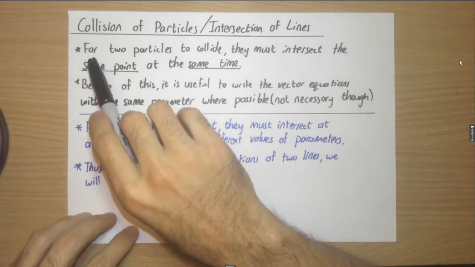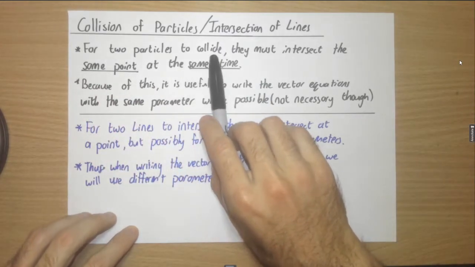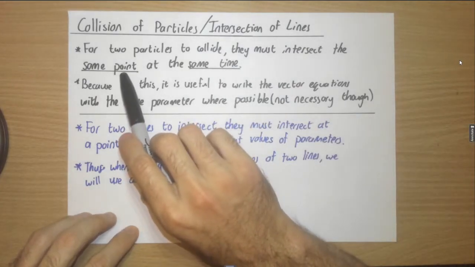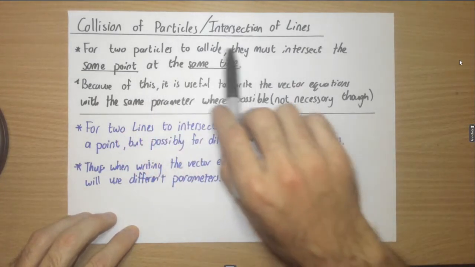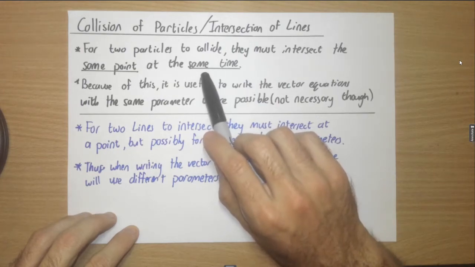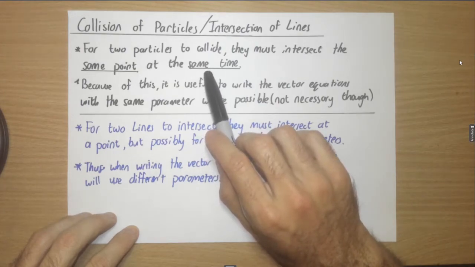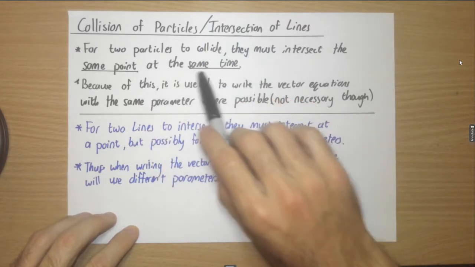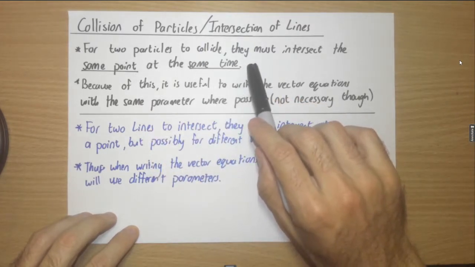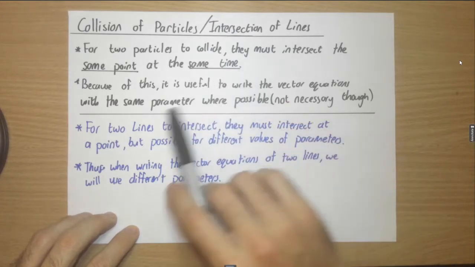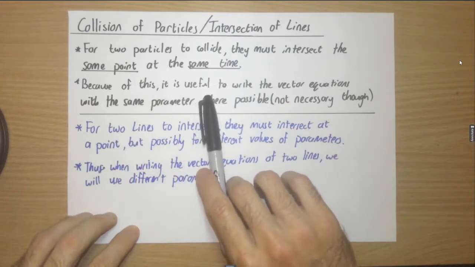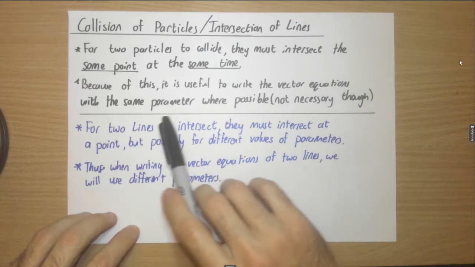So the main difference is for two particles to collide, they must intersect at the same point, obviously, but the extra condition is that they must pass that point at the same time. Otherwise, they won't collide with each other. They'll pass the same point, but if they don't pass at the same time as well, they won't actually collide with each other. Now, because of this, it is useful to write the vector equations with the same parameter.